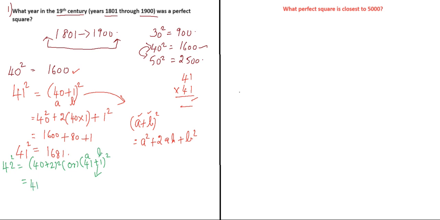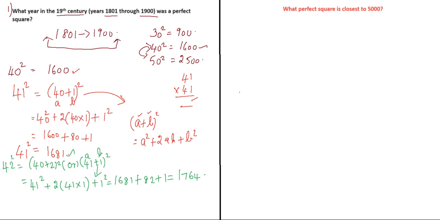Let's start solving this. a square plus 2 into 41 into 1 plus 1 square. We have already found 41 square, so it is 1681 plus 41 into 2 is 82 plus 1. So the answer is 1764. I hope you can get the point, right?